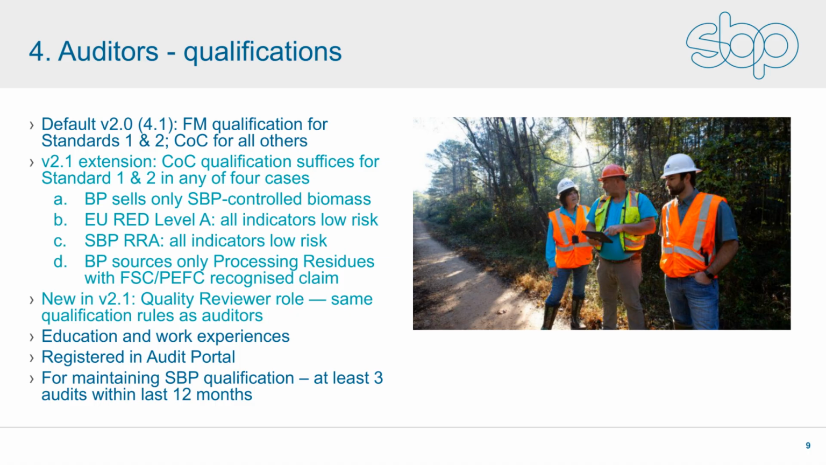A few other points to note. Education and experience requirements themselves are unchanged. For standards 1 and 2, auditors need either a relevant tertiary degree plus 3 years experience or a relevant secondary qualification plus 5 years. For standard 6, at least 2 years experience in biomass or biofuel life cycle assessment is required. Auditors must also be registered in the SBP audit portal, and to maintain their qualification, they must complete at least 3 SBP external audits within the previous 12 months. Let's continue to the next section.